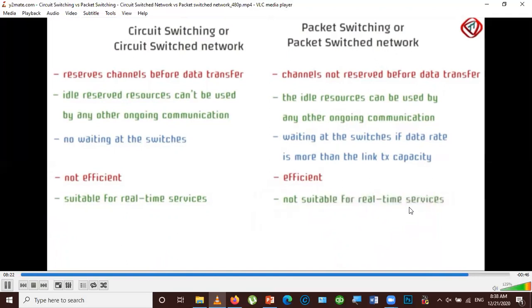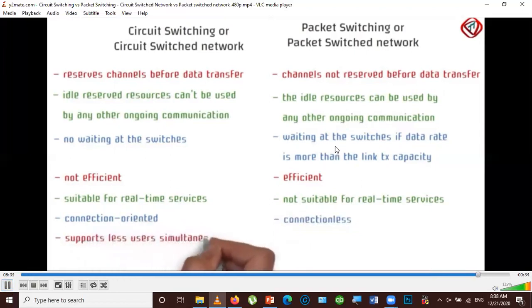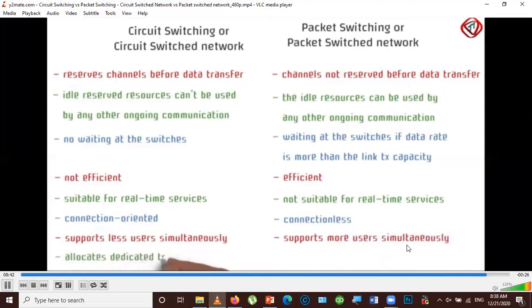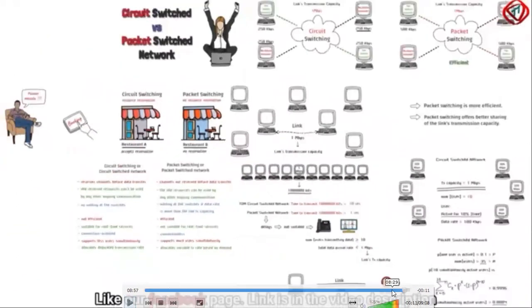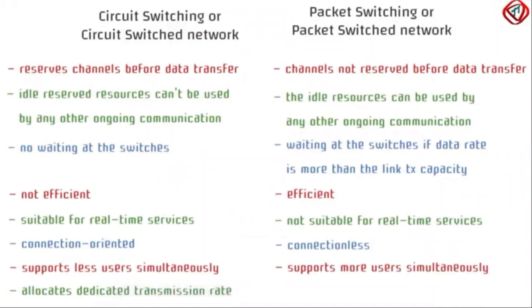Packet switching is not suitable for real-time services, which means we can use the internet offline. Sometimes we send messages to one another and the other person is not connected, then with packet switching we can send and receive data any time. Circuit switching supports fewer users simultaneously, packet switching supports more users simultaneously. Circuit switching allocates a dedicated transmission rate, packet switching allocates a variable transmission rate based on demand. So dear students, these are the main differences between packet switching and circuit switching.